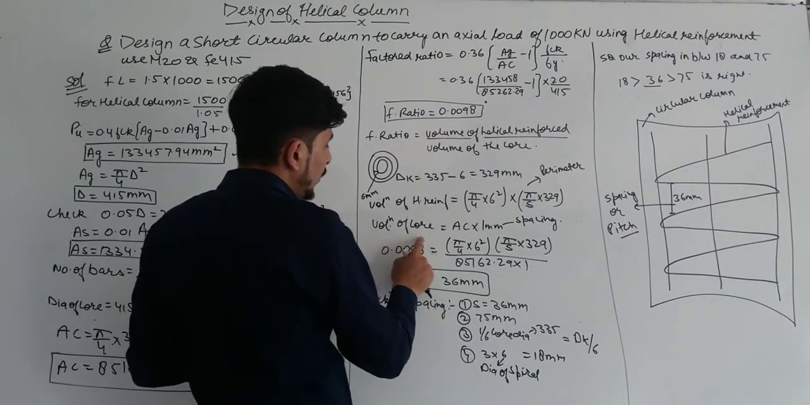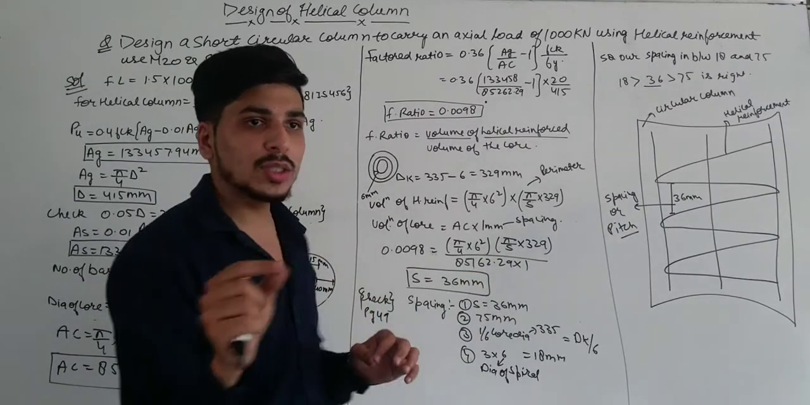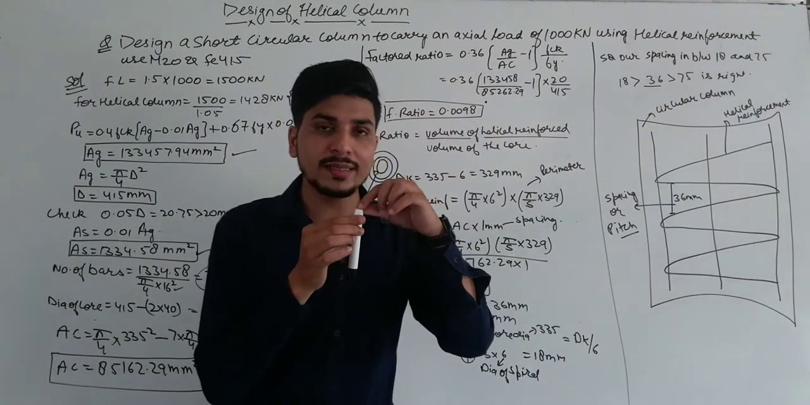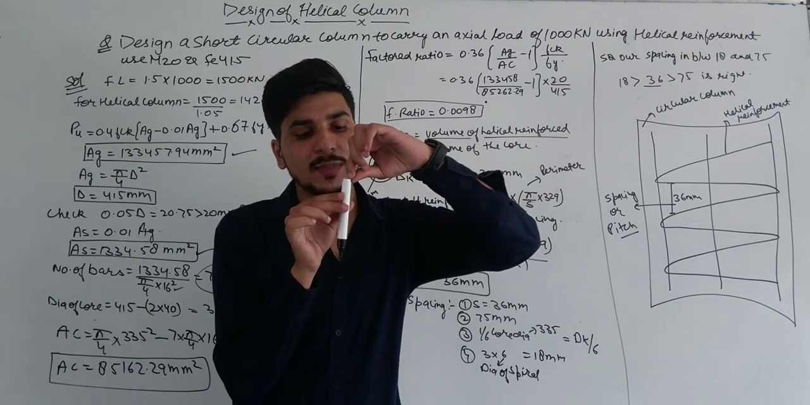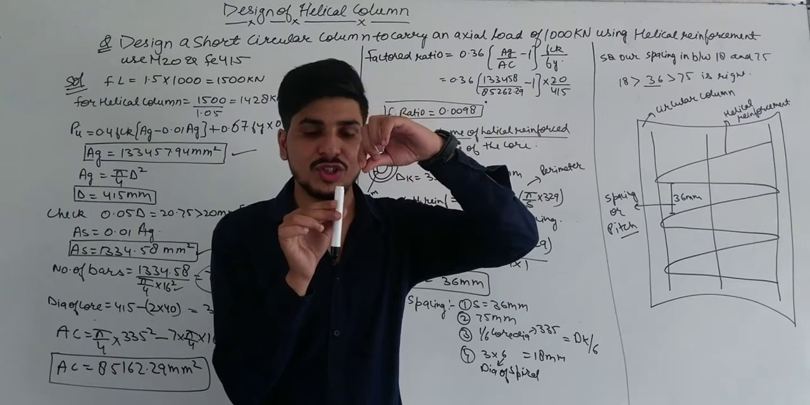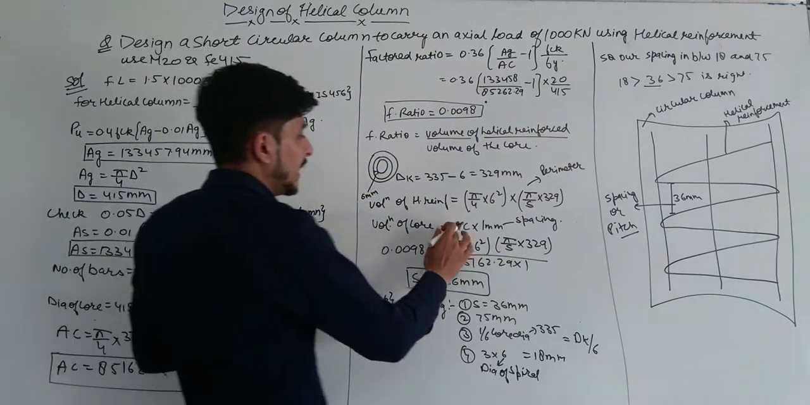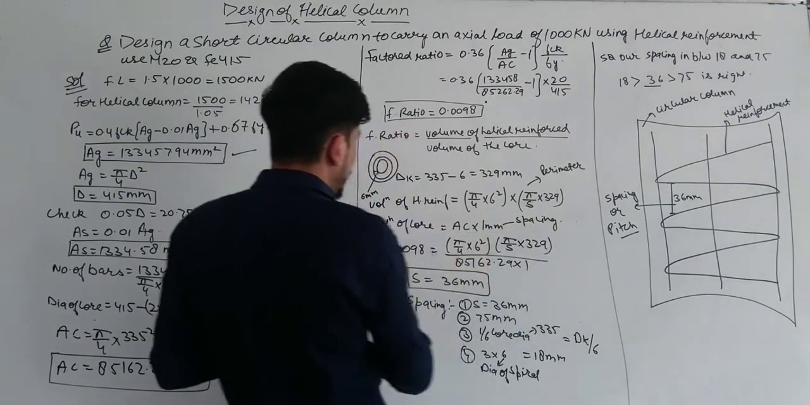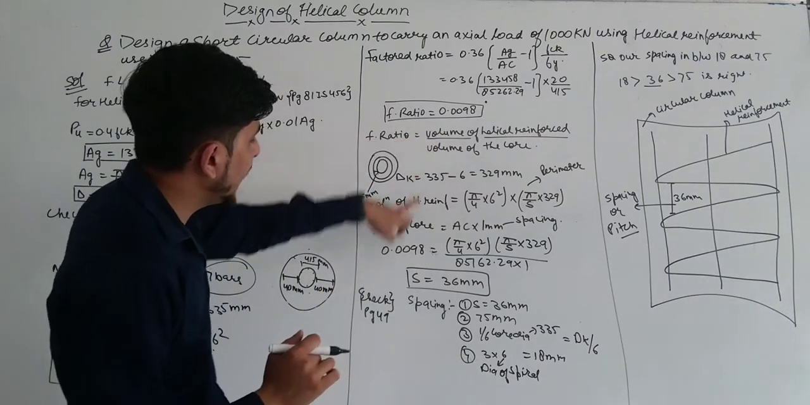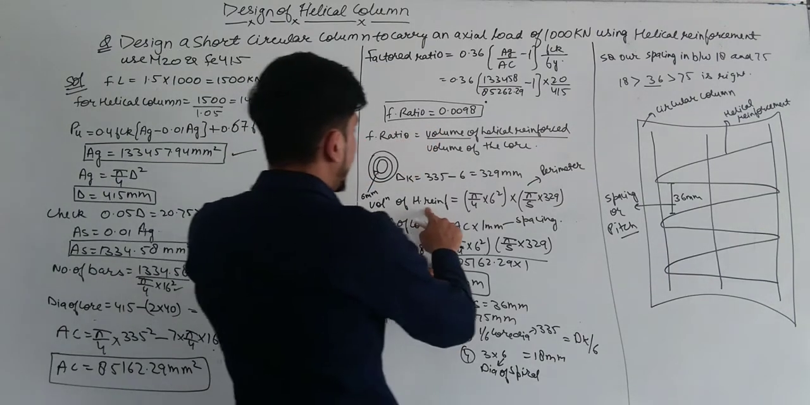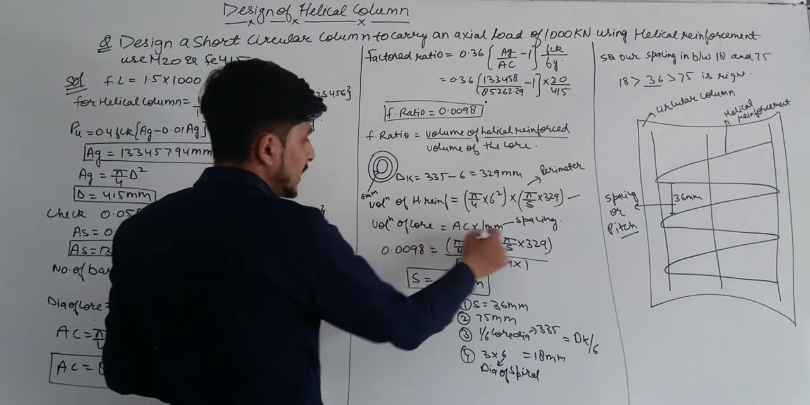Now the volume of the core. The volume of the core is area of concrete into 1 mm spacing, because when we apply the 6 mm reinforcement, we have to deduct from the area, because there is a spacing between the concrete and the steel bar. So we have taken 1 mm. So we have to multiply AC into 1 mm spacing. Put all these values in the factor ratio formula: the factor ratio is 0.0098 equals the volume of helical reinforcement upon the volume of the core.